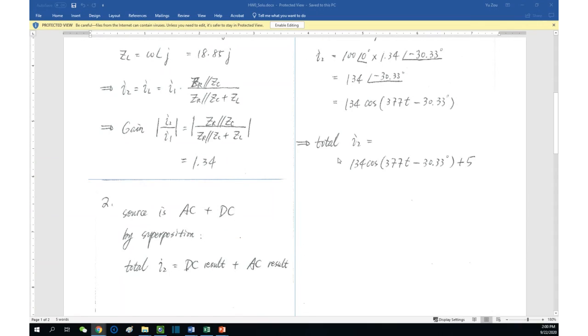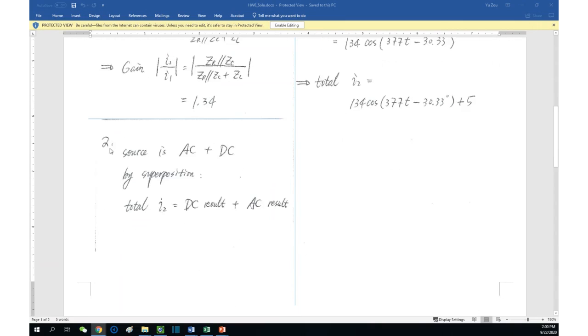Well, we can continue here. The second question here is actually that the source is AC plus DC. Look at the format of the given source there.